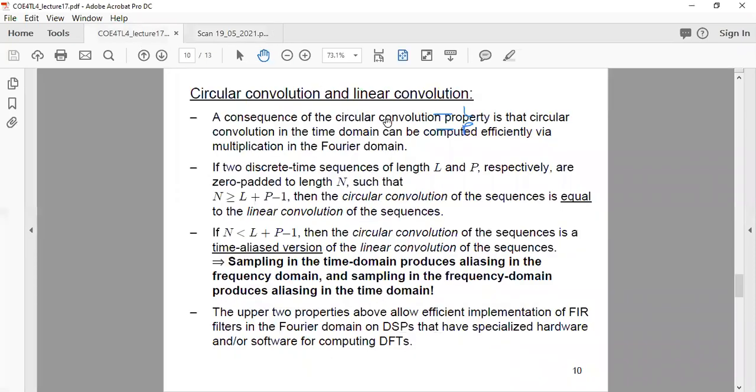If you go over here, let me clear the annotation window. It says, please take a screenshot of this. This is really important. It says that the circular convolution property is that circular convolution in the time domain can be computed efficiently by multiplication in the Fourier domain. All of you are familiar with this, right? So circular convolution in the time domain is equivalent to multiplication in the Fourier domain, or multiplication of DFTs.